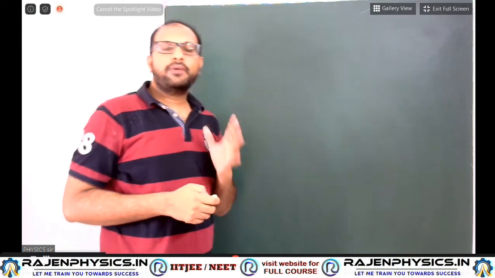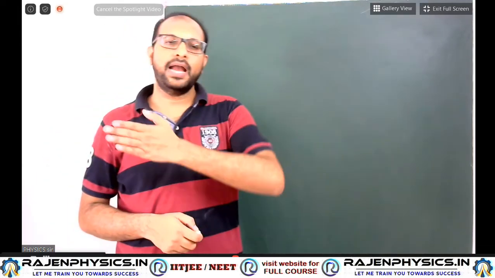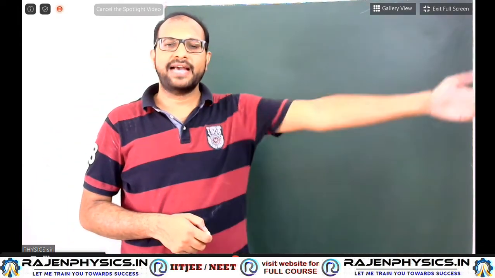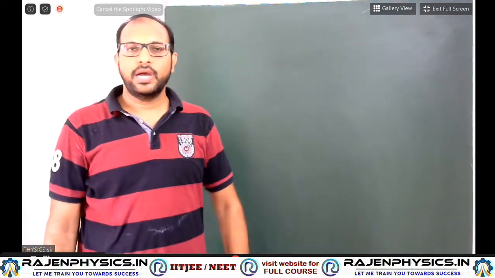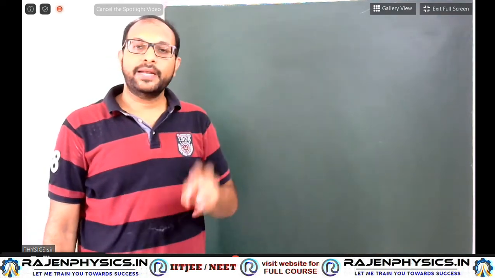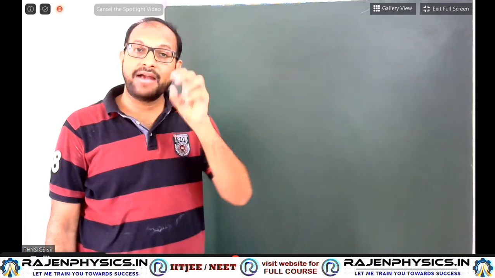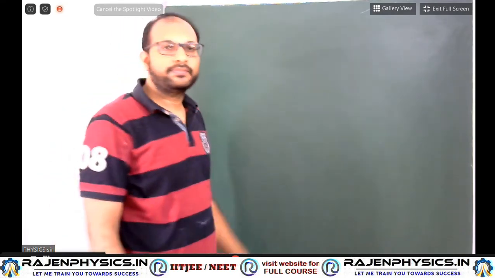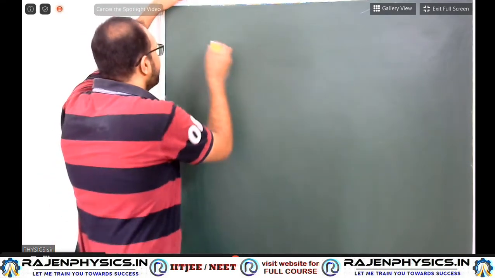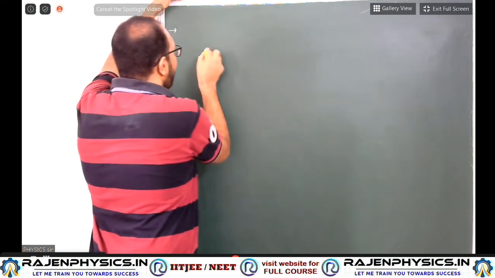Yes, students, now I am taking a particle moving along the simply positive x-axis, no return journey. That means average velocity and average speed are both the same. Right. First example.